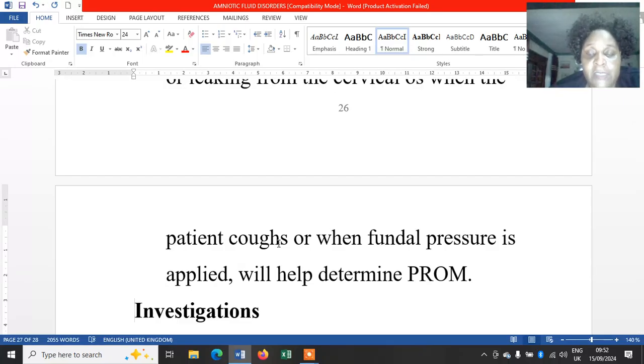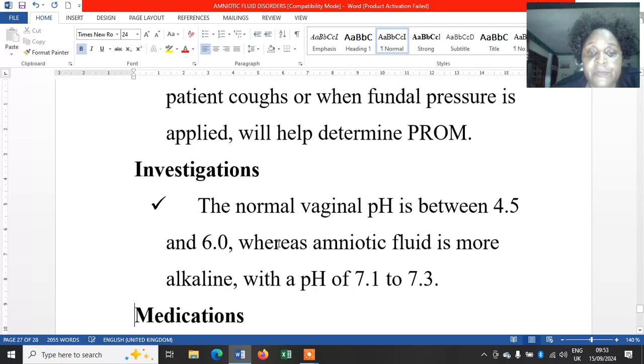So we shall ask the mother, when you cough, do you feel the fluid flowing? Or when you put on the arm on the fundal side, is she feeling a gush coming in? All this will help us determine the management next.